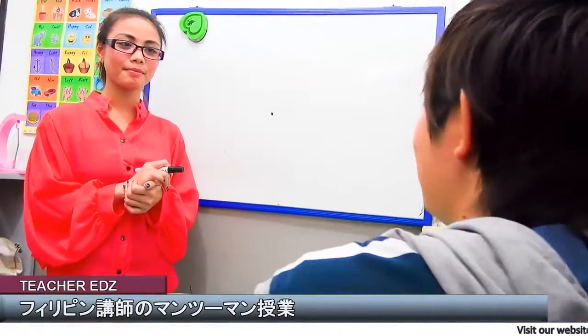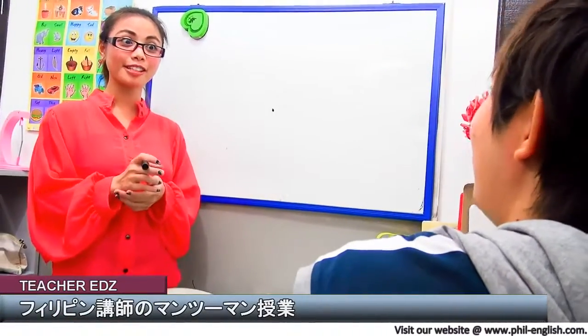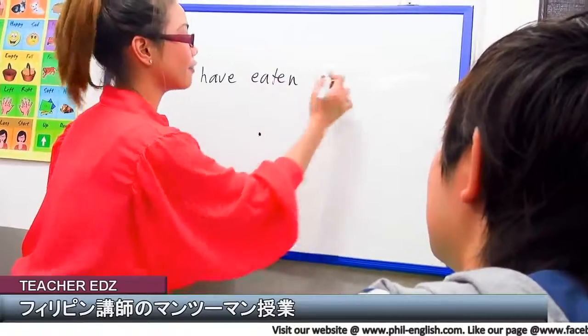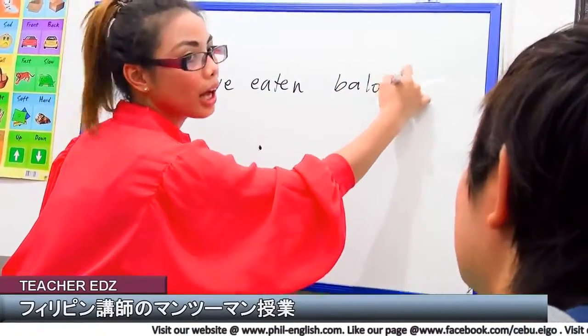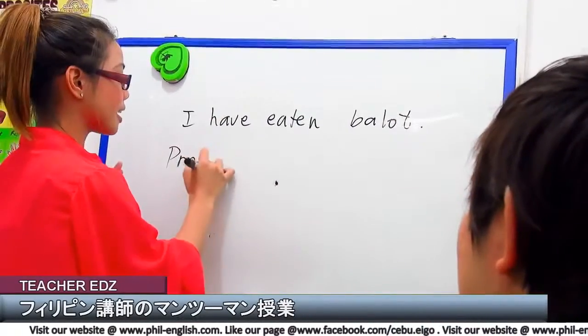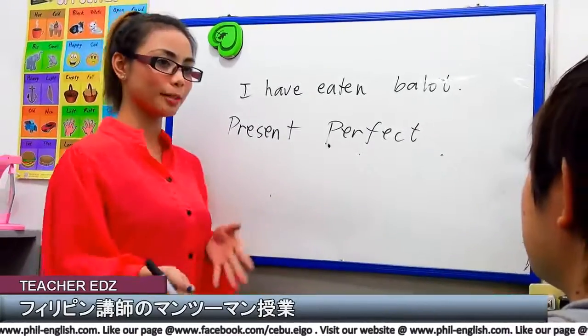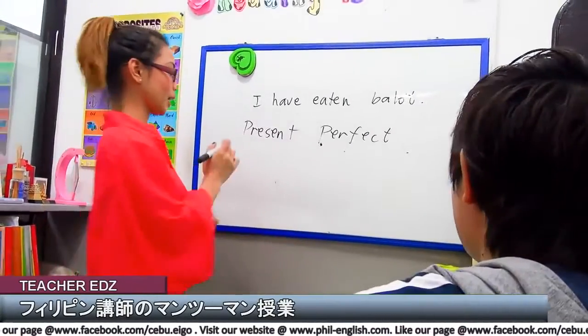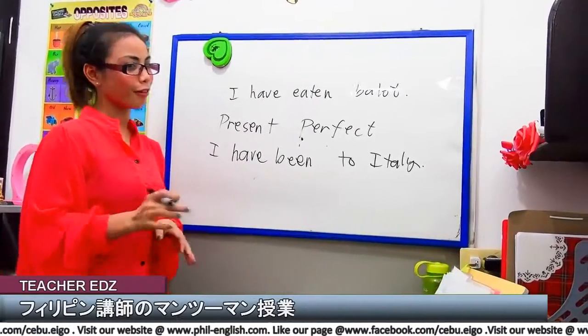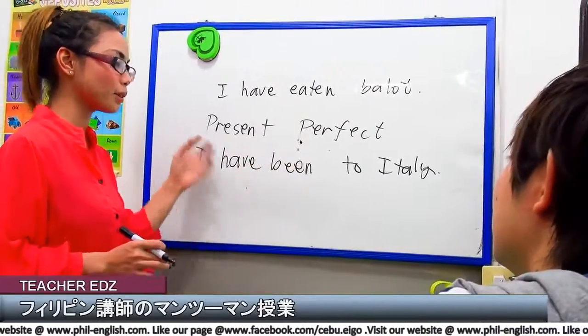I have eaten balut for the first time. Yes, you said I have eaten balut. We call this sentence present perfect. Could you give me another example? I have been to Italy. I don't know what that means. Oh yeah, these sentences are present perfect.